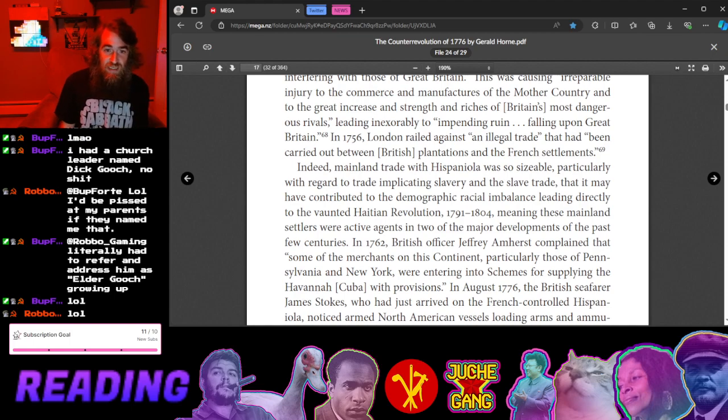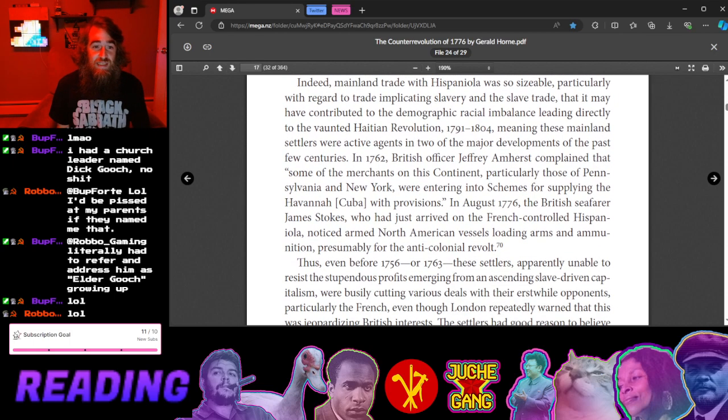In 1756, London railed against an illegal trade that had been carried out between British plantations and the French settlements. Indeed, mainland trade with Hispaniola was so sizable, particularly with regard to the trade implicating slavery and the slave trade, that it may have contributed to the demographic racial imbalance leading directly to the vaunted Haitian Revolution, 1791 to 1804, meaning these mainland settlers were active agents in two of the major developments of the past few centuries.